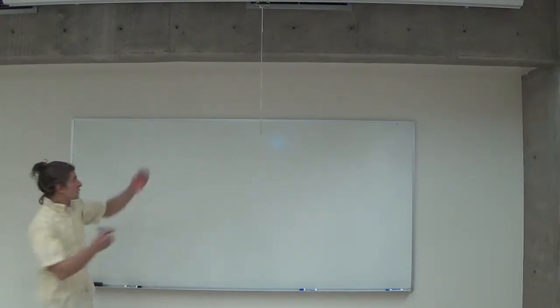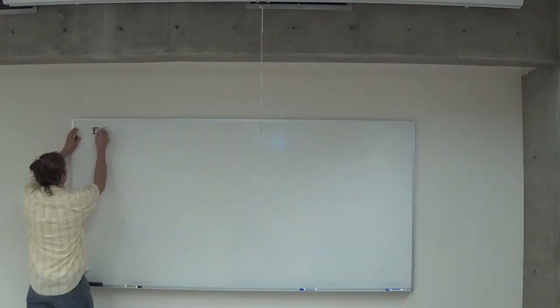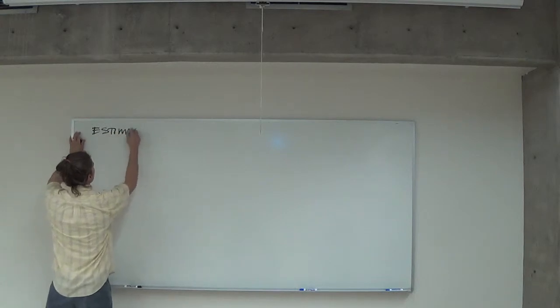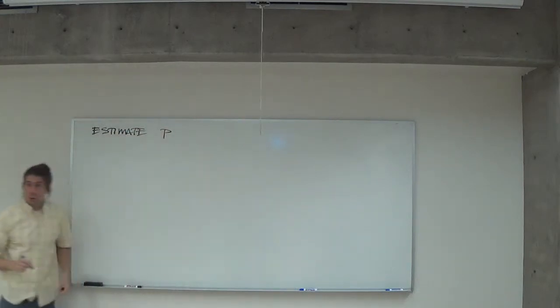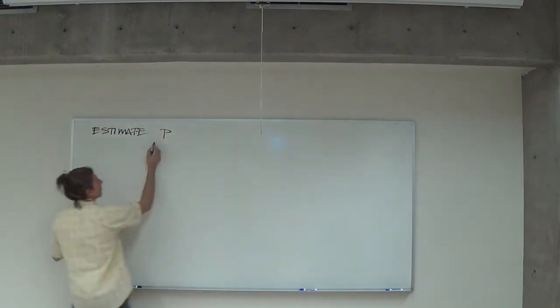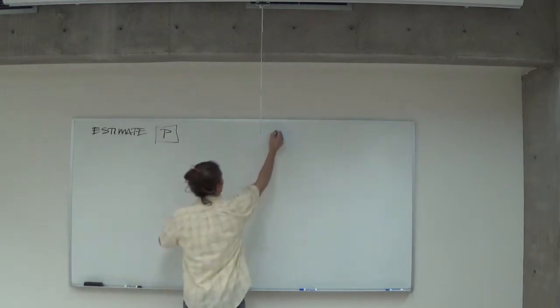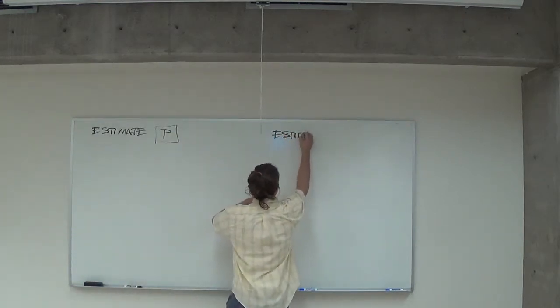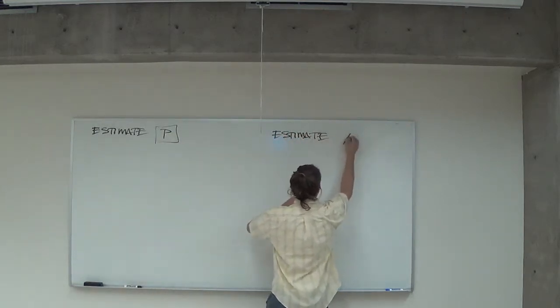Good. One is when we're trying to estimate a population proportion, which we call little p. And one's when we're going to estimate a population mean, little mu.